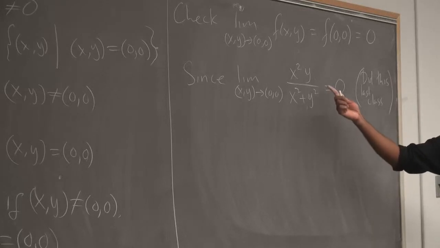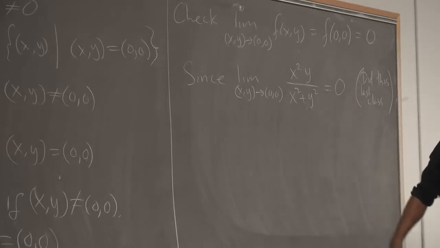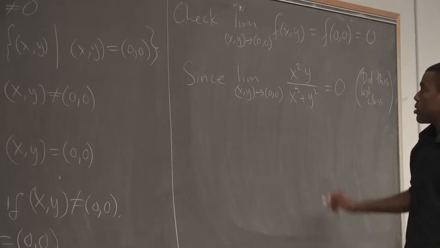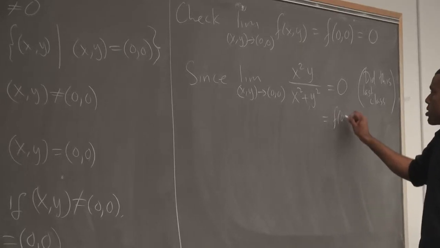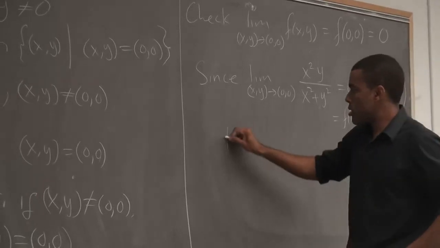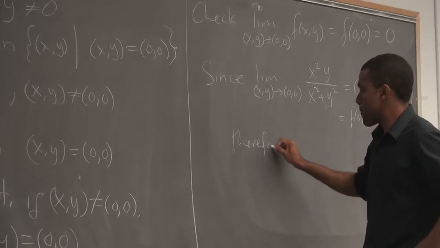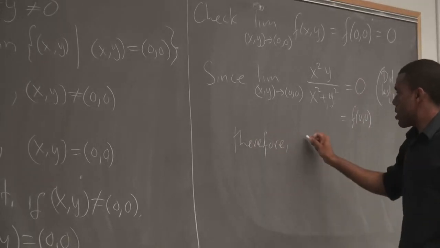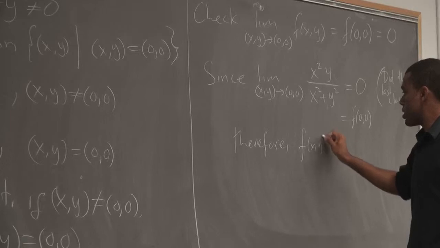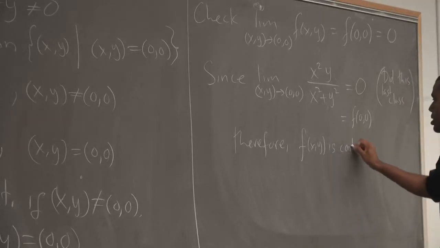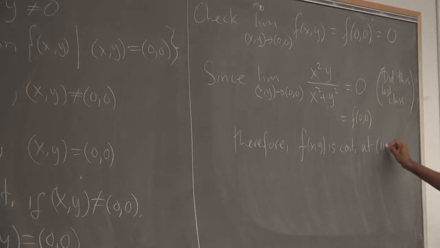Right, we used the squeeze theorem to prove that the limit of this was indeed 0. Right? So the limit is 0, which is equal to f of 0, 0. Therefore, f of x, y is continuous at the origin, right? Because the limit coincides with the value of the function.